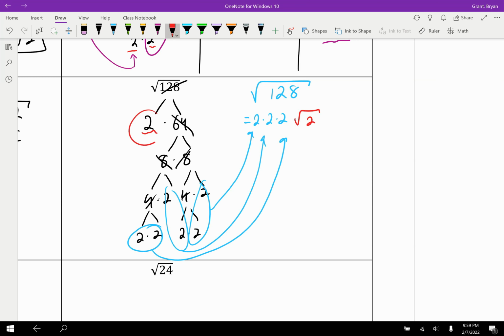A lot of times my students will forget the 2 at the very beginning, and they're like, what, there's nothing left? And that does happen sometimes. Well, then 2 times 2 times 2 is 8, and the square root of 2 stays.